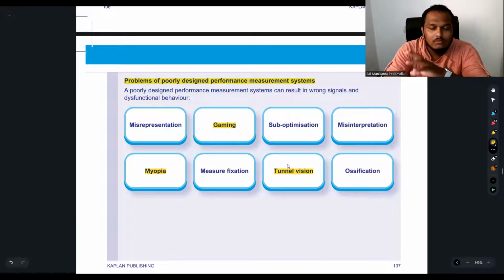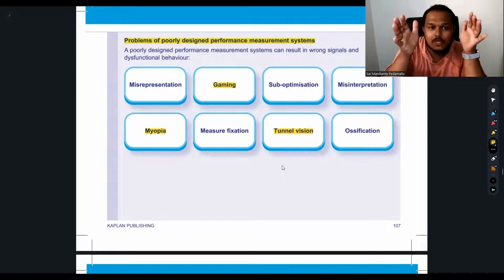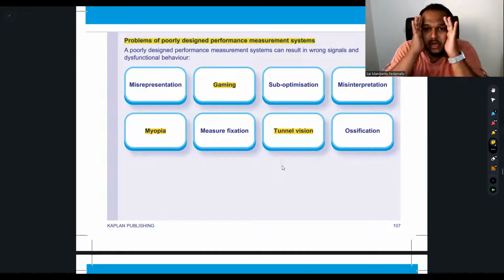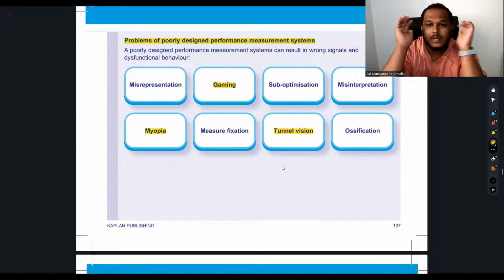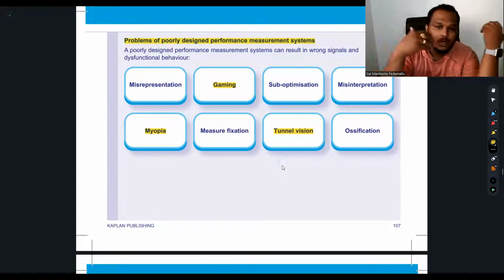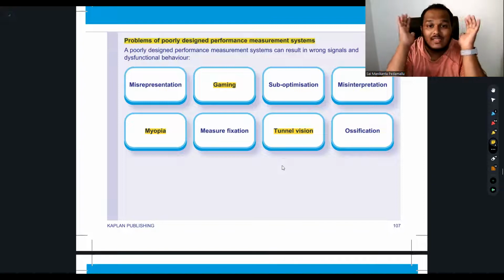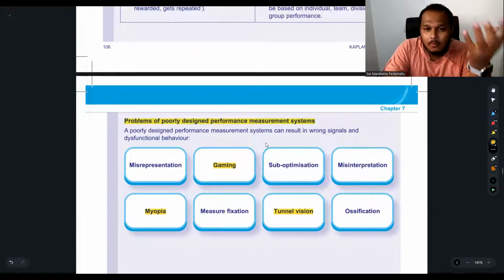Tunnel vision is the most crucial one, I can say. Tunnel vision basically says that they only focus on one aspect of the performance measurement. Like when you are driving a two-wheeler and you put on your helmet, what will happen? It will block your vision so that you can only see what is in front of you. When you are wearing a helmet, you cannot see your sides. So it will restrict your perspective. It will restrict your vision. That is tunnel vision.